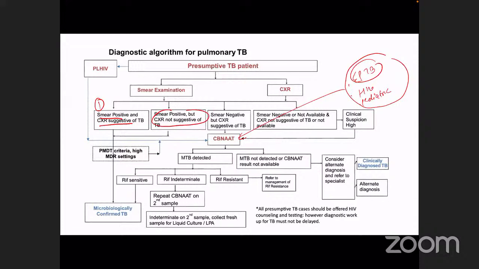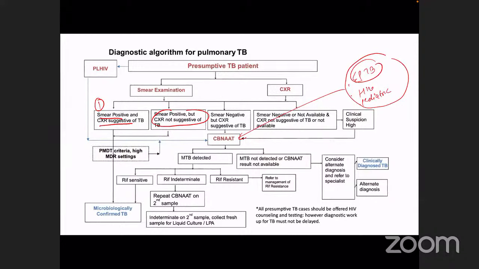But in the other scenario where you have chest X-ray suggestive of tuberculosis, but the smear is negative, CBNAAT is recommended as the next investigation. And I just told you, in CBNAAT you get the report in the form of rifampicin sensitive, indeterminate, or resistant. Whenever you have rifampicin resistance, we'll be discussing how to manage those cases. But if you have rifampicin sensitivity, in absence of any drug-resistant TB situations, we will directly treat the patient as drug sensitive TB.